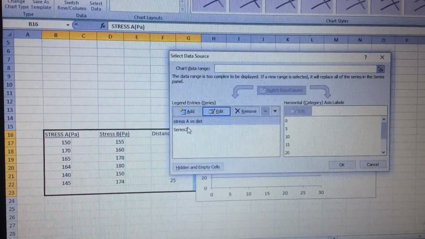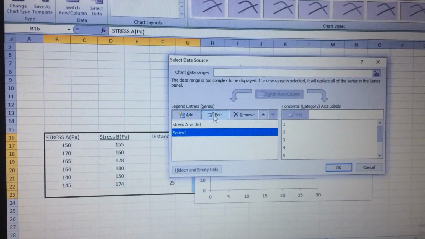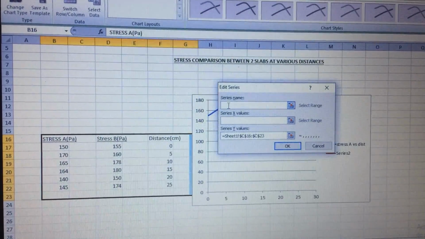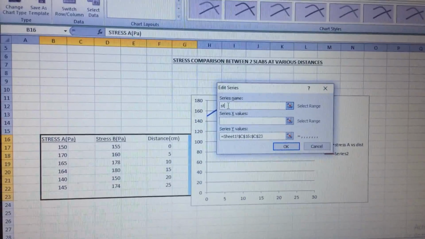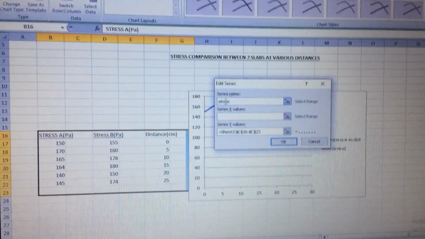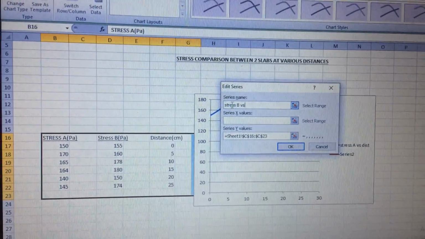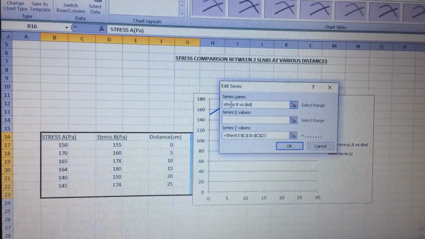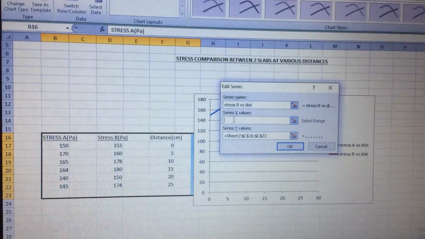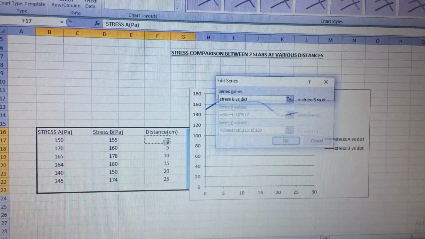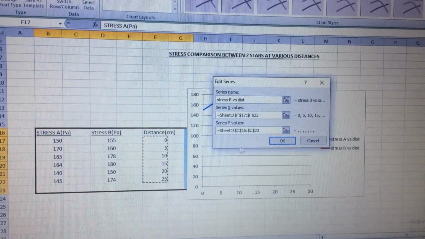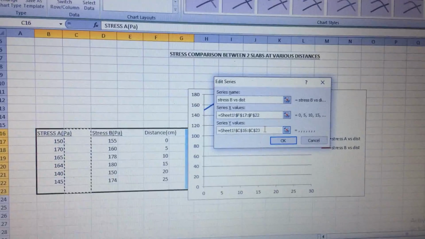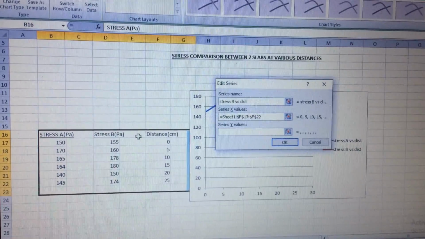And now for series 2, you are going to edit this. So this is stress B versus distance. Okay, x values, the distance values, y values, this.